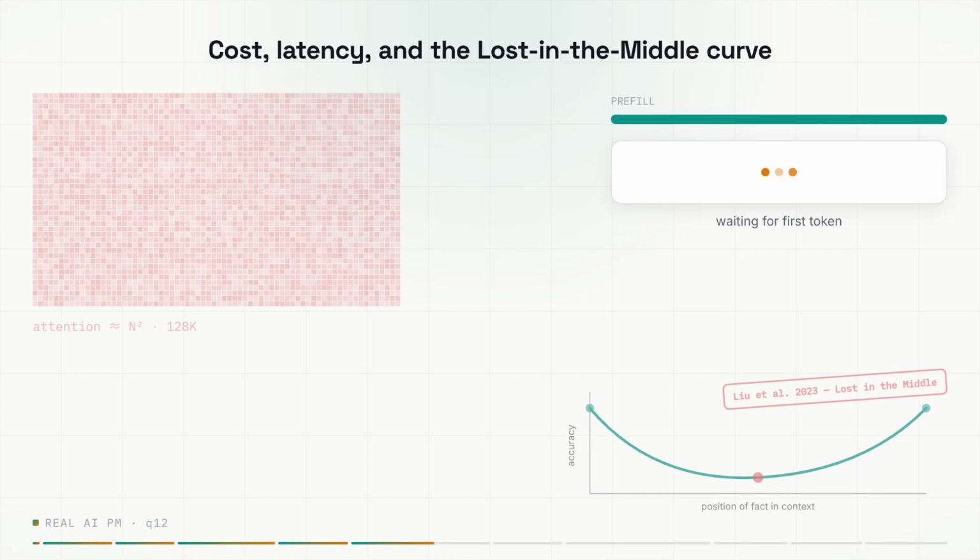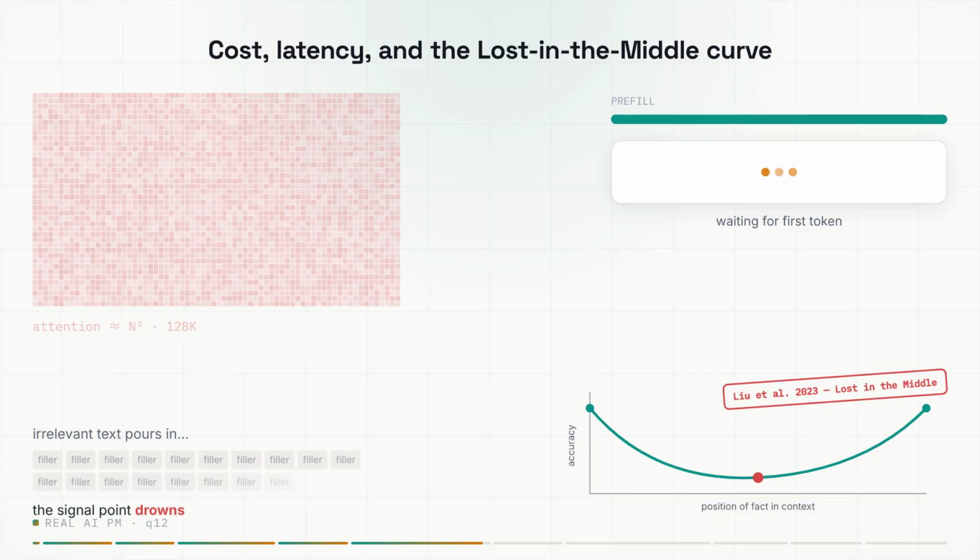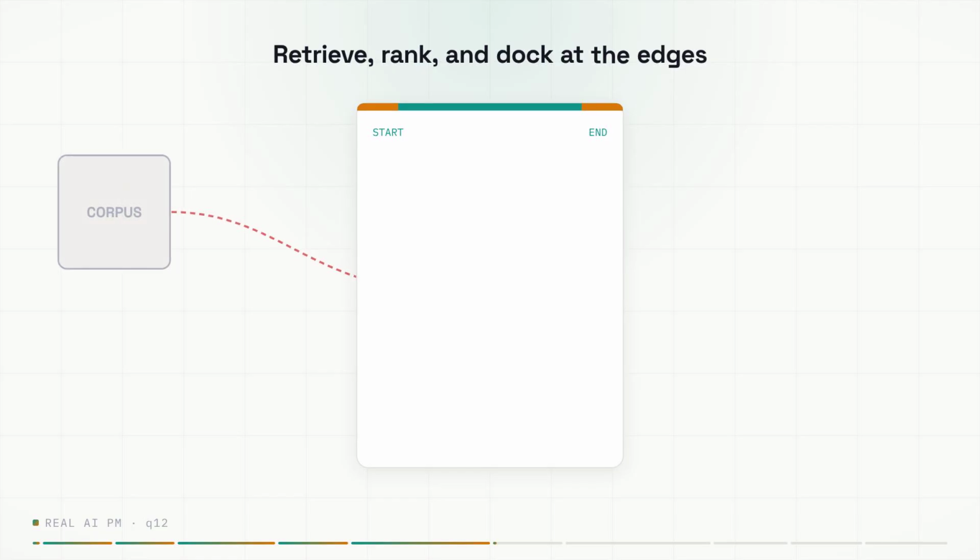And third, the one people miss, quality. There's a well-known result called Lost in the Middle from Liu and colleagues in 2023. Models recall facts placed at the very start or the very end of a long context far better than facts buried in the middle. So a bigger window does not mean the model actually reads all of it well. Dump in a load of irrelevant text and you dilute the signal, you don't strengthen it.